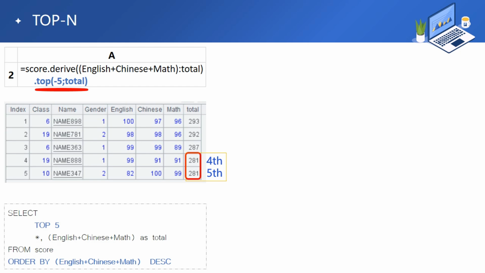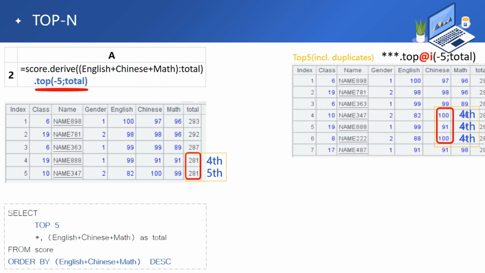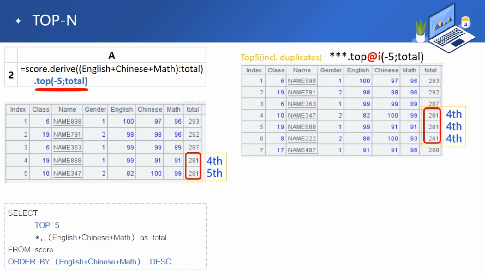When getting the top n, duplicate values will occupy the ranking by default, such as the 4th and 5th both scoring 281. If you want duplicate values not to occupy the ranking, you can use the edit option. Among the top 5, if the 4th has duplicate values, and there are a total of 3 people, then a total of 7 people will be found in the top 5.